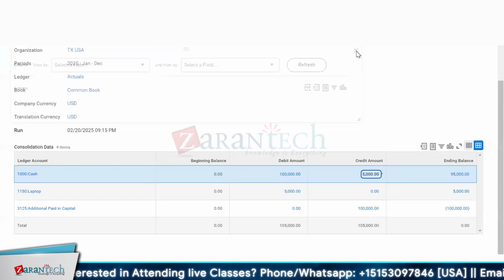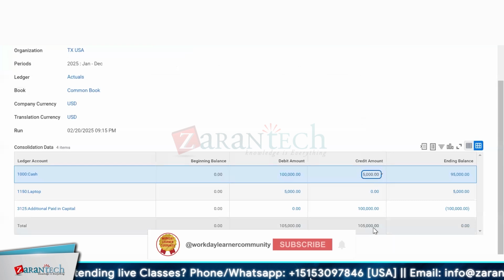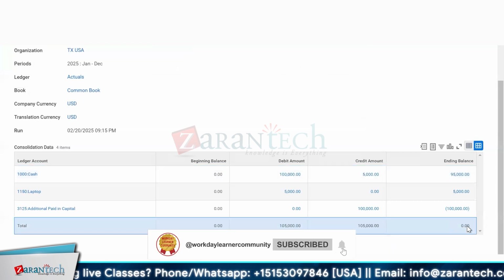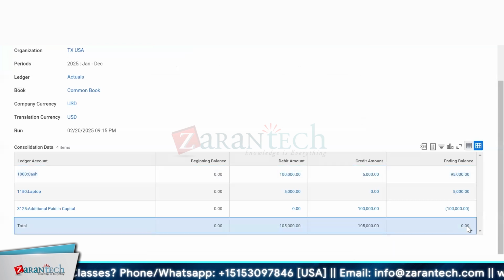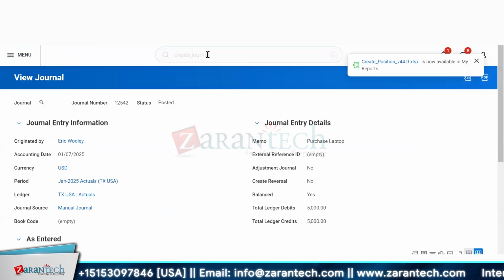Okay. Now if this is a trial balance, both balances are equal now, and the overall ending balance is 0. It should be 0. If it is not, it means that your trial balance is incorrect. So now quickly, another transaction I just submitted, and then I'll show you the other impact.